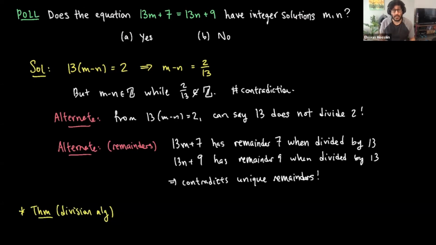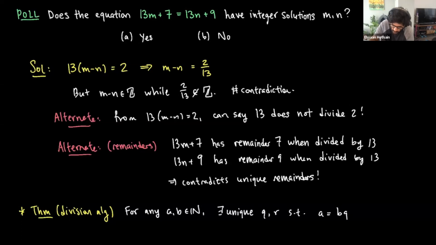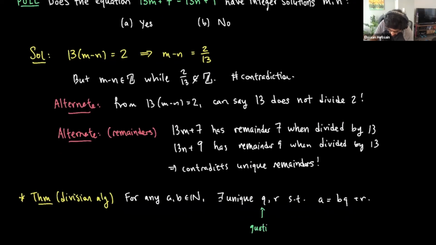The division algorithm states that if you take a number A and divide it by a number B, there's always going to be a quotient and a remainder. The thing is, the quotient and the remainder are always uniquely determined. There's only one quotient and one remainder. So the theorem is like this. For any natural numbers A and B, there exist unique integers Q and R such that A equals B times Q plus R. And Q here is the quotient, while R here is the remainder.